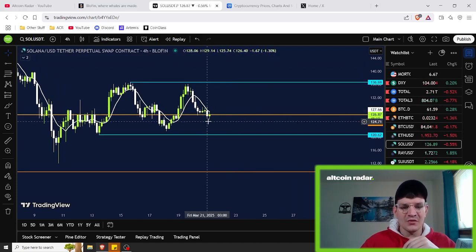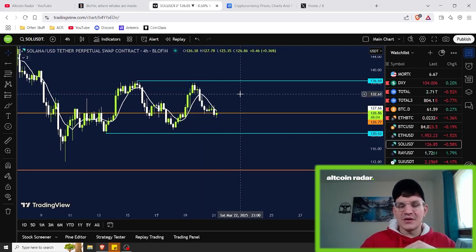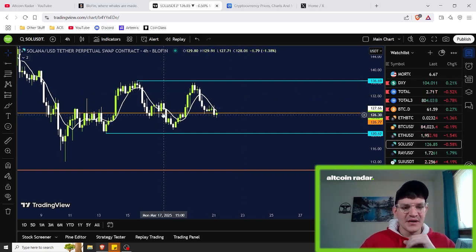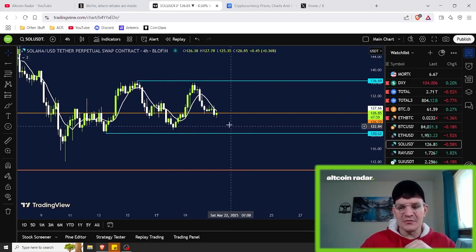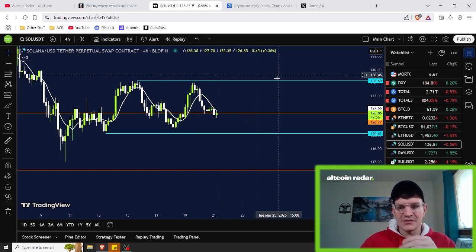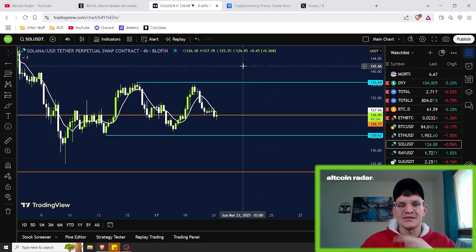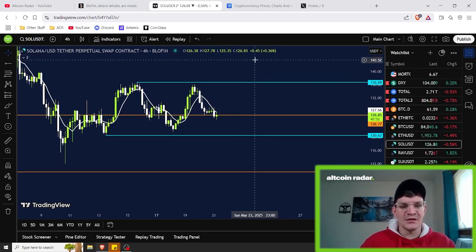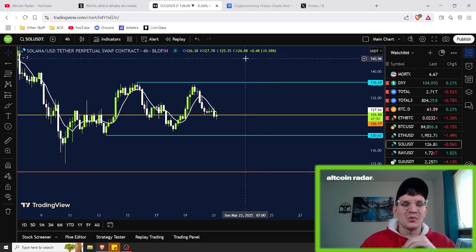Now, as you can clearly see, we did come back down again, and price is currently settling around overall macro support here. So now we are looking at this area. We can clearly conclude from this alone that price action is currently trading between $120 and $136. This is our local support and resistance range right now.